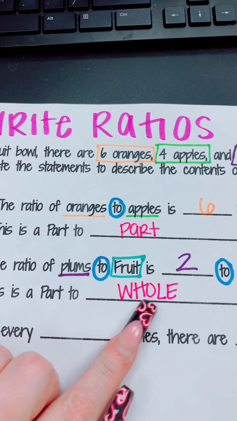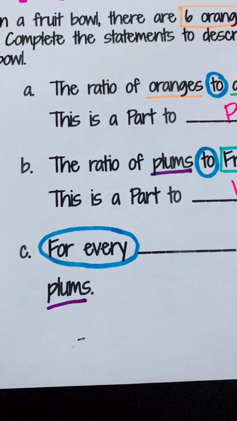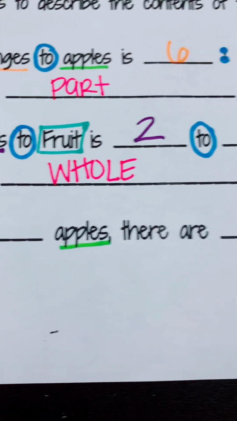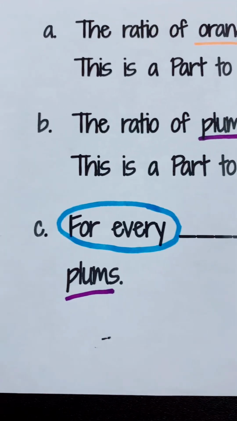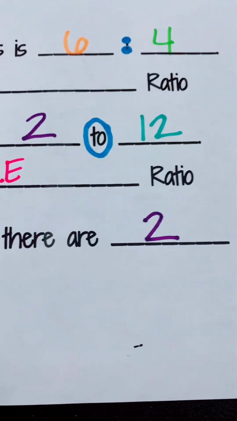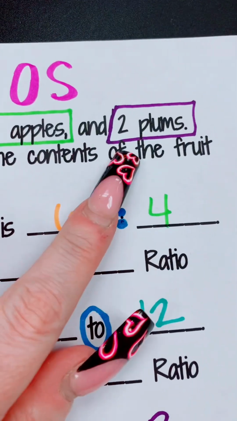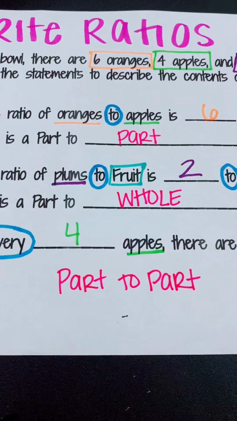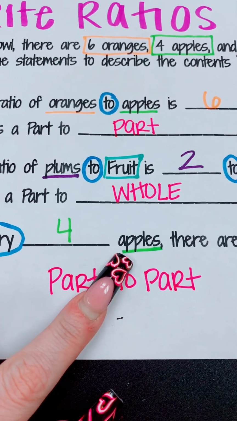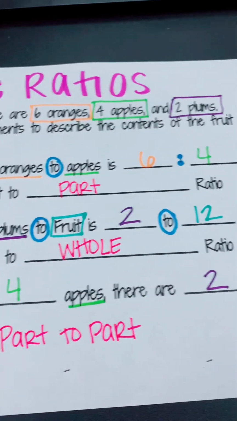So part to whole. "For every" is really important ratio language as well. So this statement says for every blank apples, there are blank plums. So for every 4 apples, there are 2 plums. Looking up here, we get 4 apples and 2 plums. This is also a part-to-part ratio. Apples is part of the fruit bowl, and plums is part of the fruit bowl.